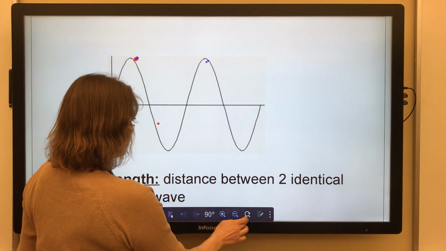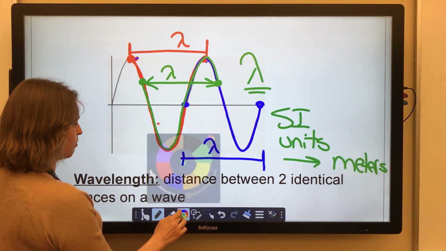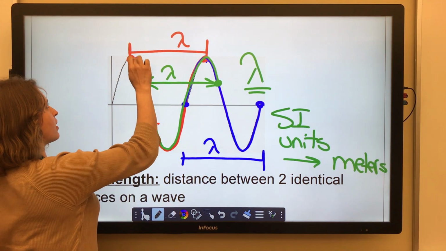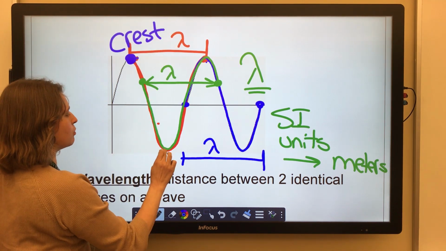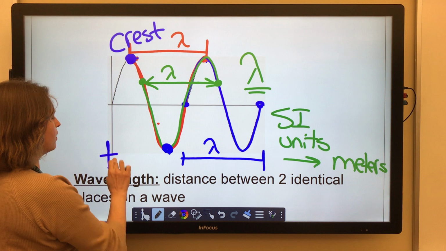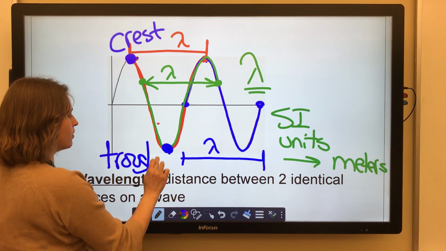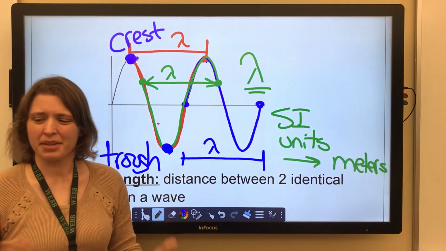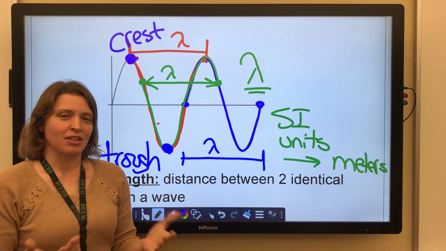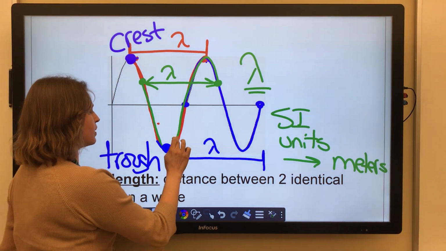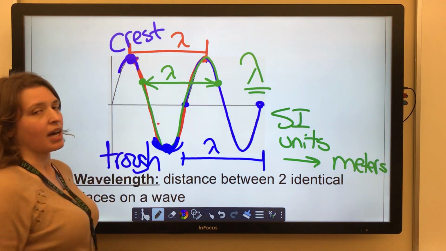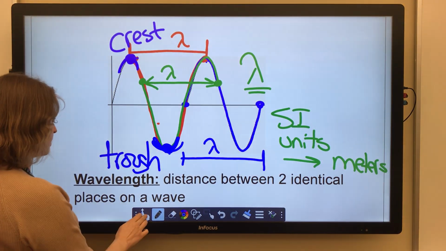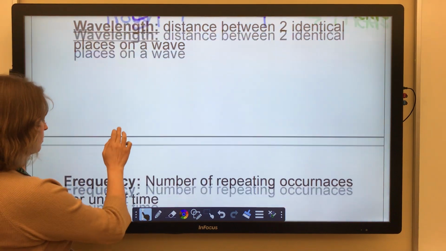Sometimes we call the top of this wave, like its maximum point, we have a special name for that. We call that a crest. And sometimes we call the bottom of this wave a trough. I don't know that it's all that important that you recognize those, but that trough is the low point of the wave, and the crest is the higher up point. Sometimes you'll hear those terms used.